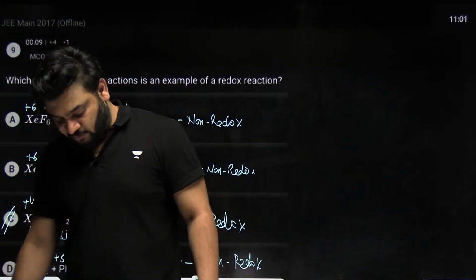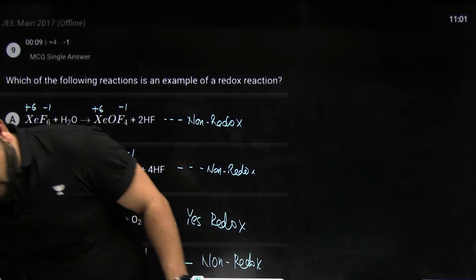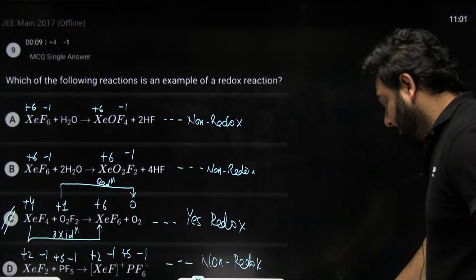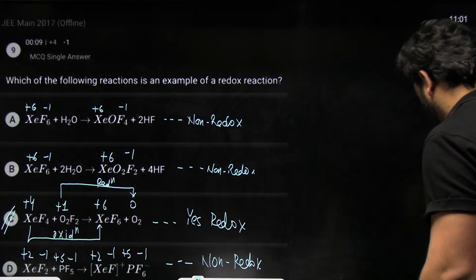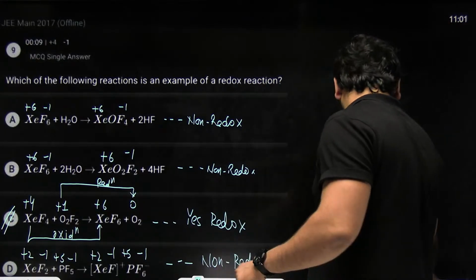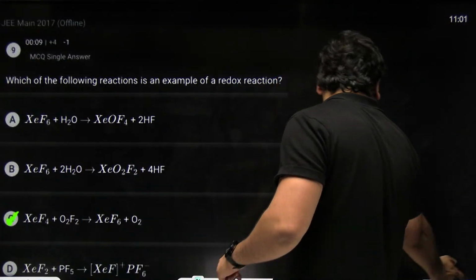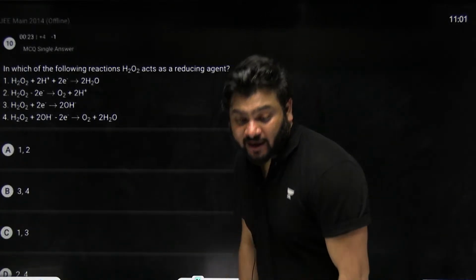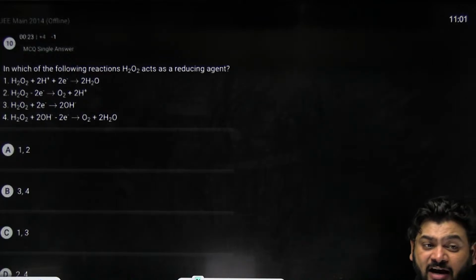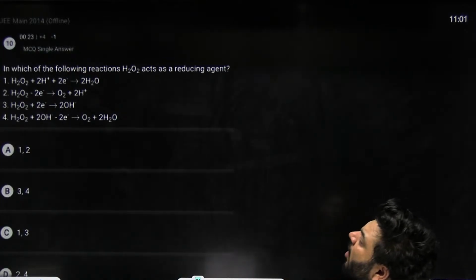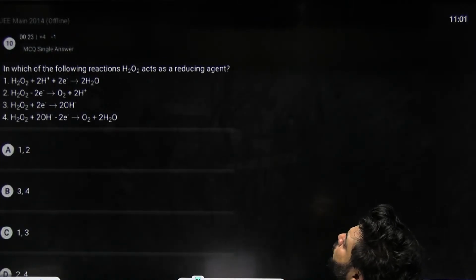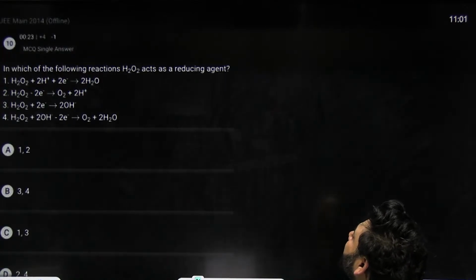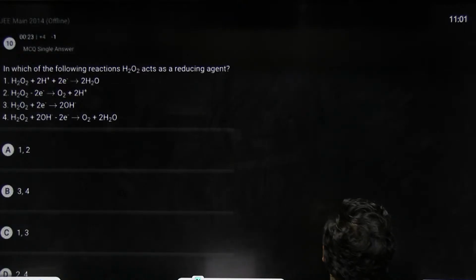A redox reaction is something where oxidation and reduction happen simultaneously, at the same extent. C is correct. Now let's check out the next reaction, everybody. We have the next question and a set of reactions here, and we have to find out where we cannot find H2O2 as a reducing agent. So any suggestions?